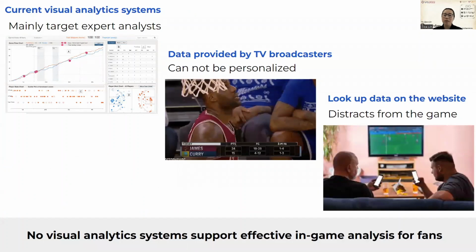However, this huge amount of data doesn't seem to help fans in the live game because current visual analytics systems many target expert analysts and journalists, and most of them focus on post-game analysis. And data provided on the TV is also purely simple, static data and cannot be personalized. And therefore, if fans want to consume more personalized and advanced data during the game, they have to look up online, which distracts from watching the game. Thus, we found there's a current gap in providing data to support fans in game data analysis.